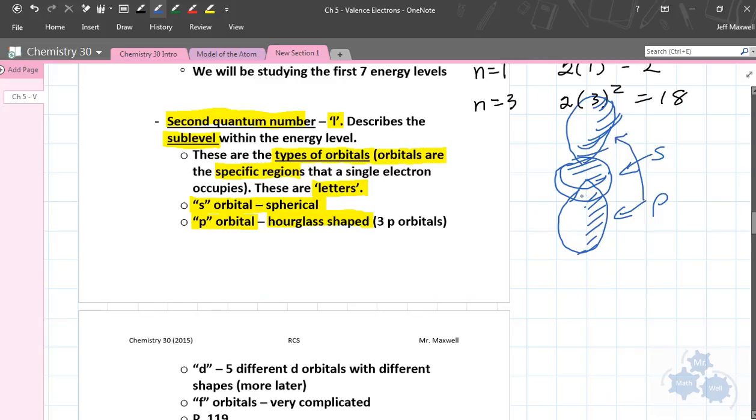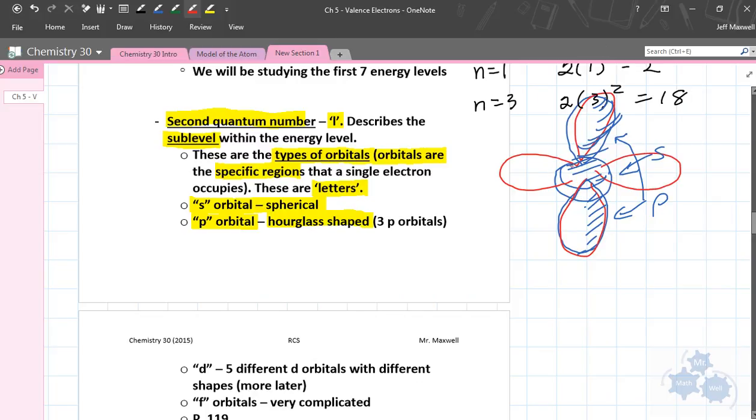Now there isn't a 1p orbital. There isn't a 1p because there's only 2 electrons allowed in the first level, and so it only has an s. Okay, and this one here is not a sublevel. There are 3 p orbitals, and so this is one of them. Okay, this is one p orbital right here. Another p orbital would be the same shape, but oriented this way. Okay, perpendicular to this one.